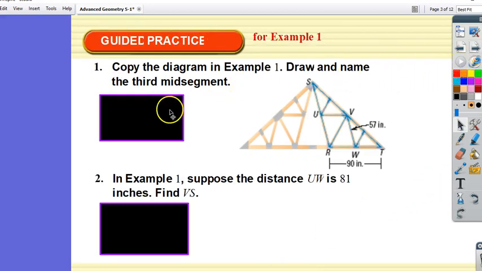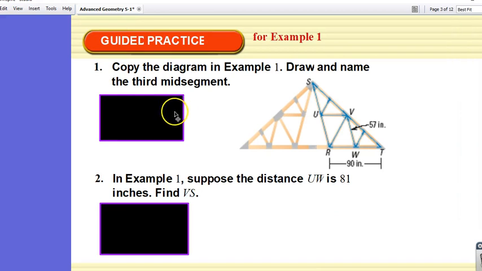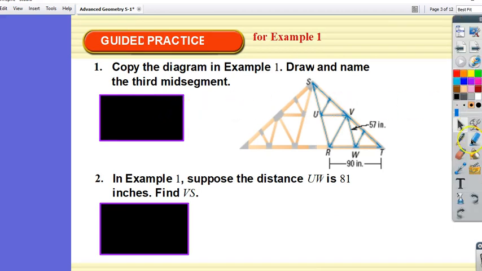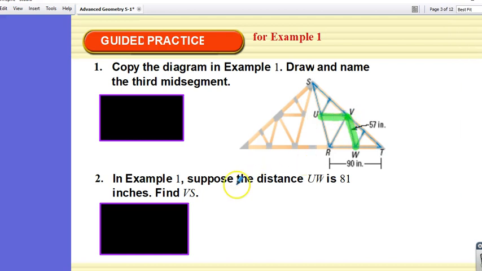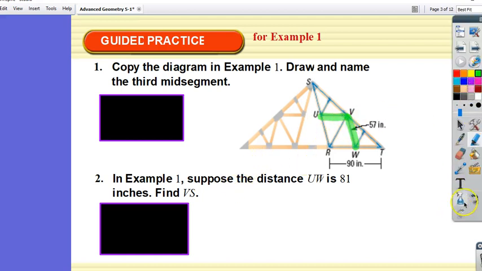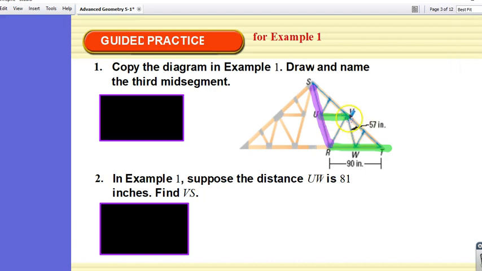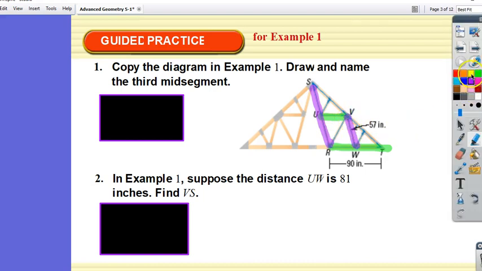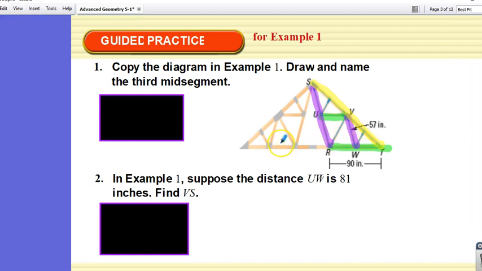Alright, so copy the diagram in example 1. Draw and name the third midsegment. So far we have, this is a midsegment, this is a midsegment. What's my third midsegment? So to make this make sense, that midsegment goes with that base. This base goes with this midsegment. And then I have a third base, right? This base goes with which midsegment?